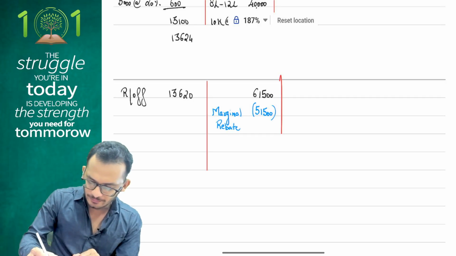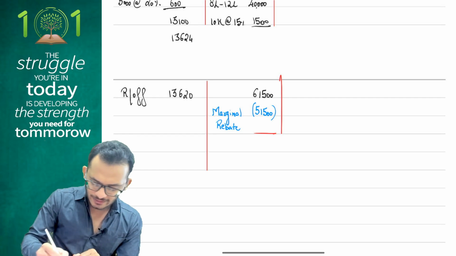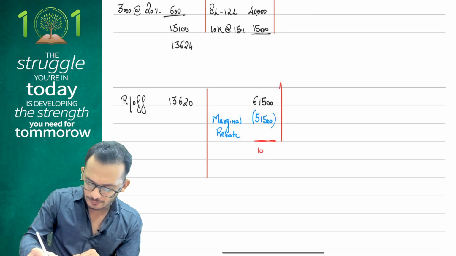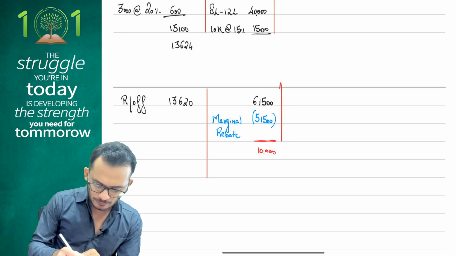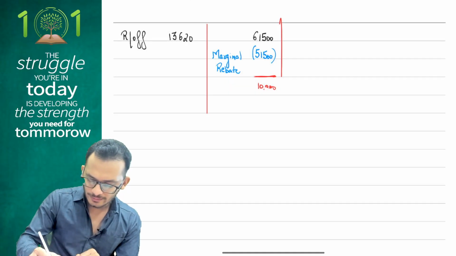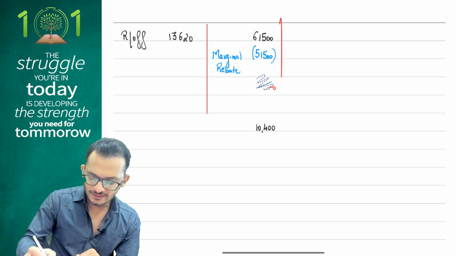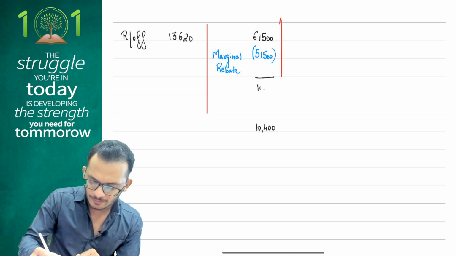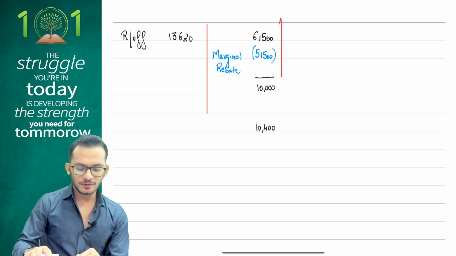Thereby making my tax liability 10,000. My tax liability becomes 10,000, giving me my cess as 10,400. Giving me my round off cess as 10,400. Yes or no? Yes. Now, I want you to look at this carefully, people.